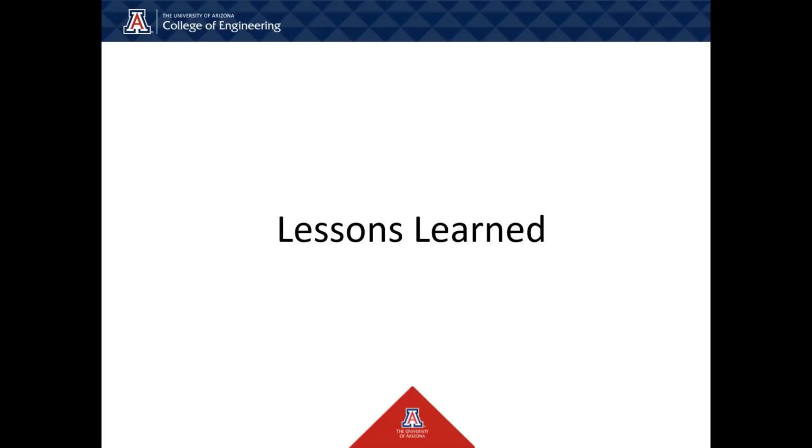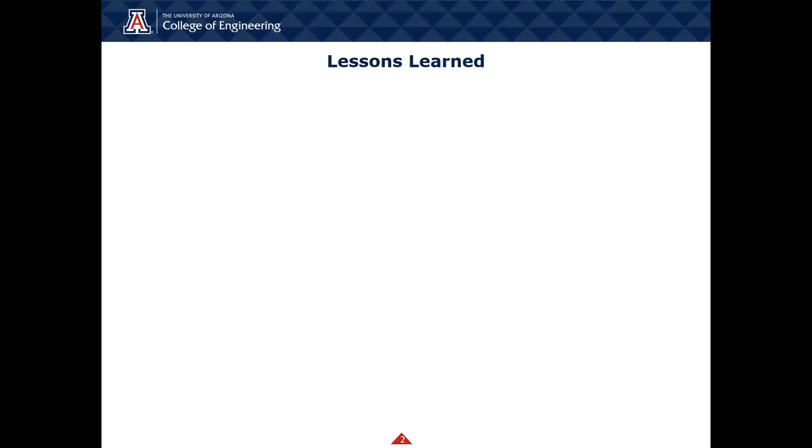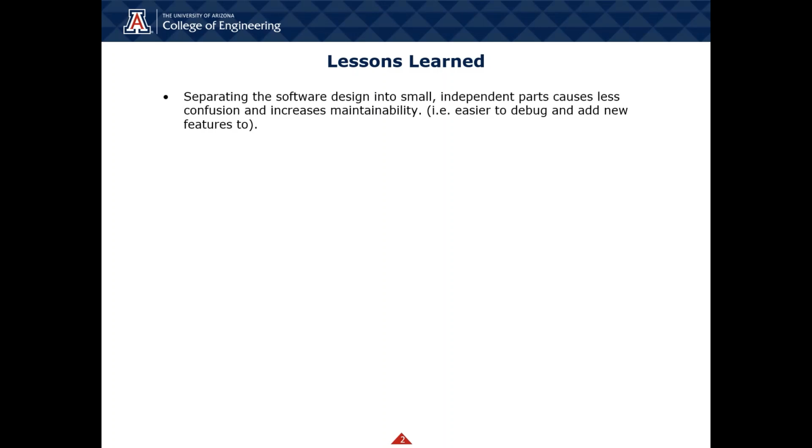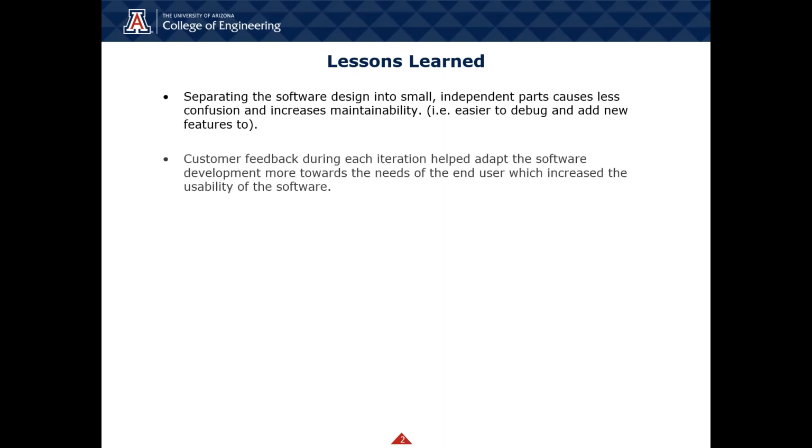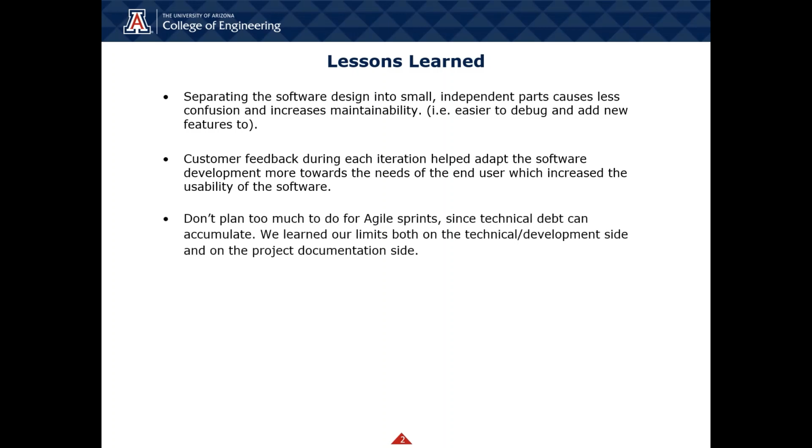Here are some lessons we learned. Separating the software design into small independent parts causes less confusion and makes it easier to maintain. Customer feedback during each iteration helped adapt the software development more towards the needs of the end user, which increased the usability of the software.